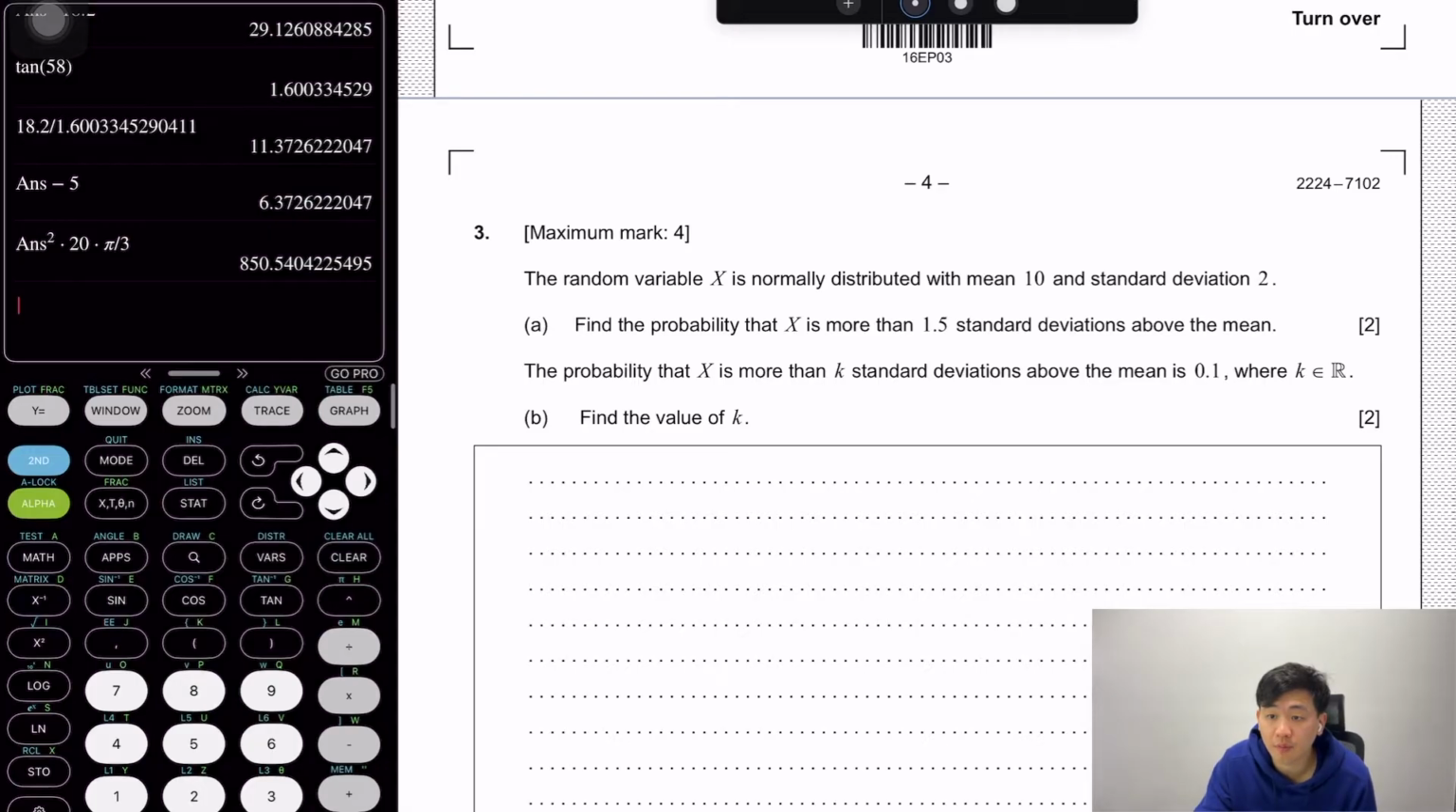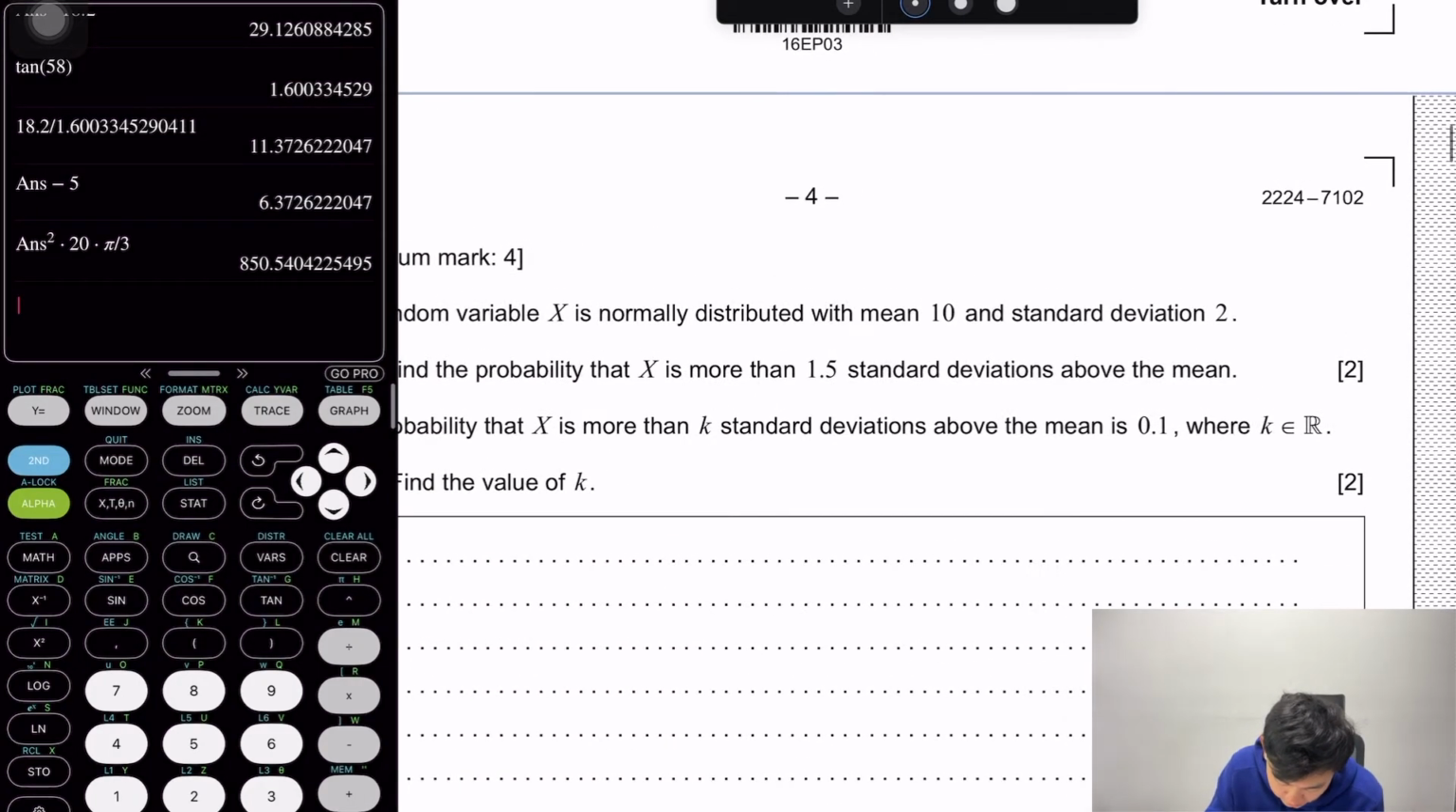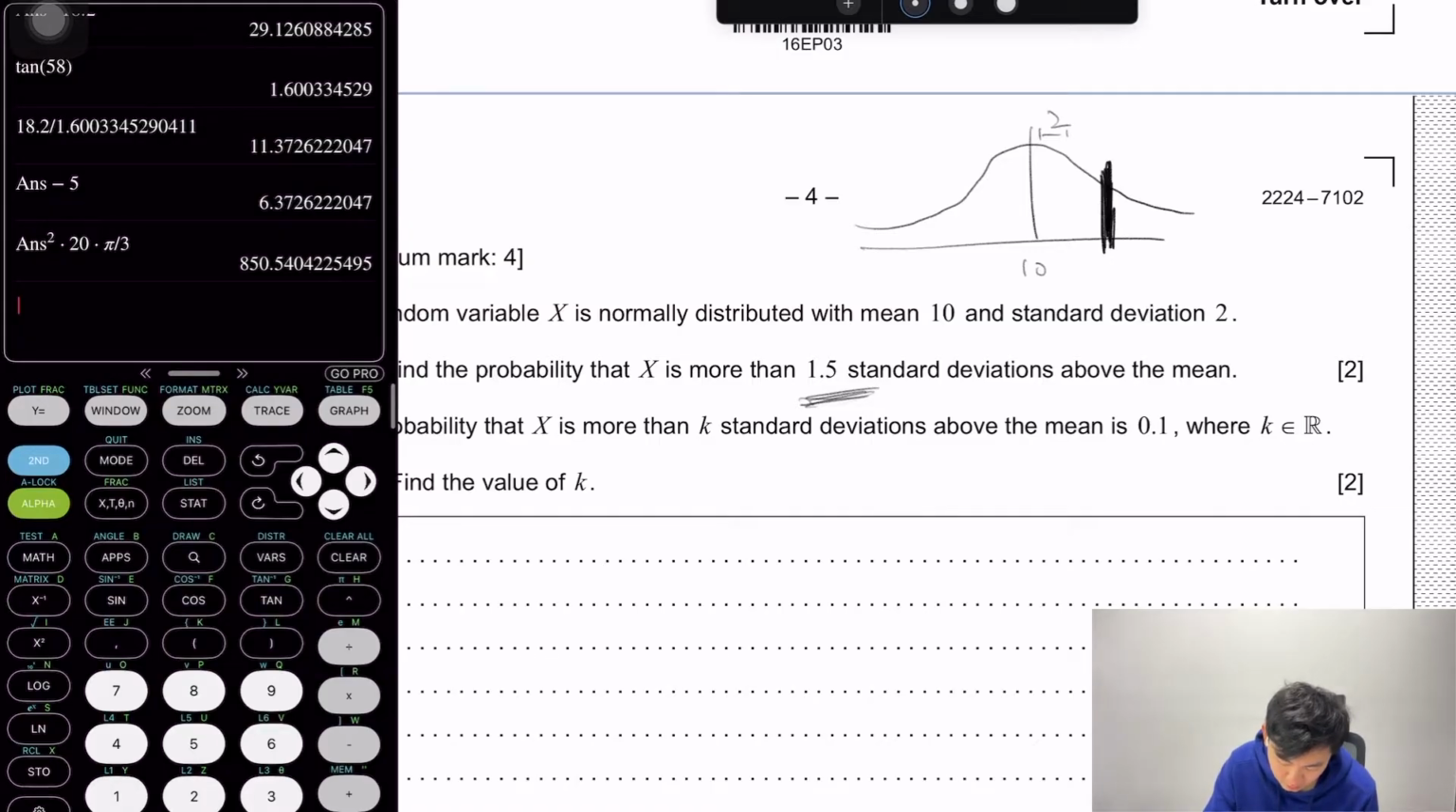Okay. A random variable x is normally distributed with a mean of 10 and a standard deviation of 2. Find the probability of x being 1.5 standard deviations above the mean. So roughly sketch it out. This is 10. Standard deviation is 2, right? So it's 1.5 standard deviations above the mean. It means roughly about here, right? That's the point. 1.5 standard deviations, which is like plus 3, because 1.5 times 2 is 3. So that's 13. And then they are looking for the area that's above the mean, right?